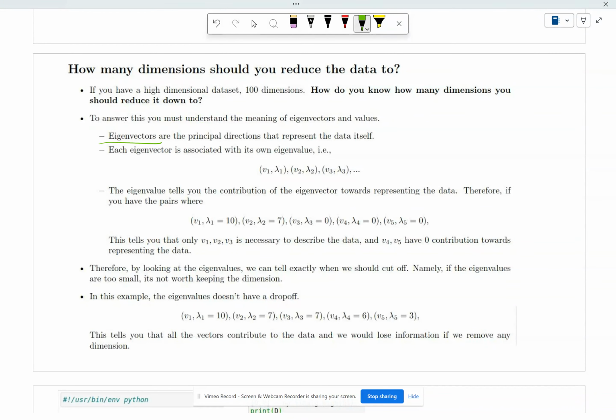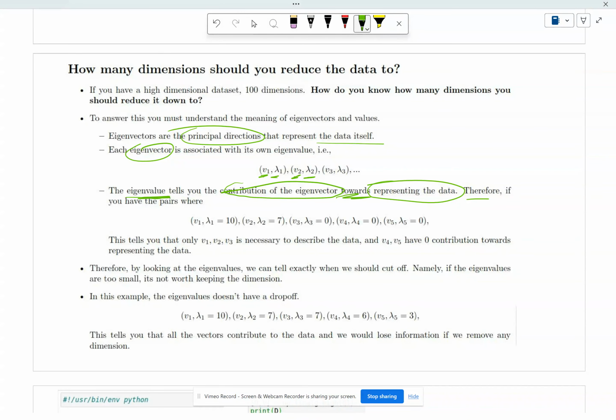First, eigenvectors are the various directions that essentially represent the data. And eigenvalues are associated with the eigenvectors. Each eigenvector is associated with its own eigenvalue. So it looks like this. This eigenvector has an eigenvalue. This eigenvector has another. So this association has a significant meaning. The meaning is that the eigenvalue tells you the contribution of the eigenvector towards representing the data.